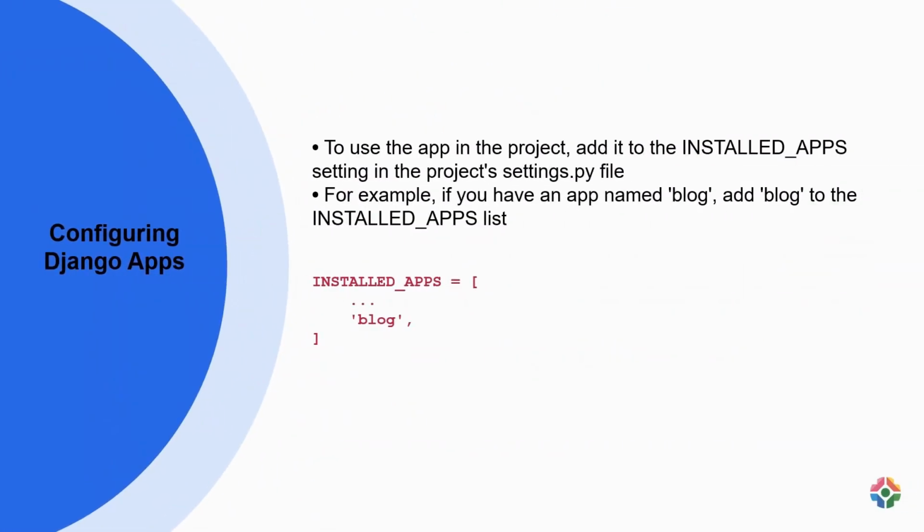To incorporate an app into a Django project, the app must be added to the installed apps setting in the settings.py file. For instance, if there's an app called blog, append blog to the installed apps list within settings.py. This action ensures that the app is recognized and functional within the project.